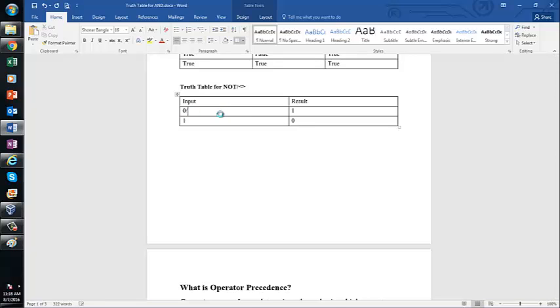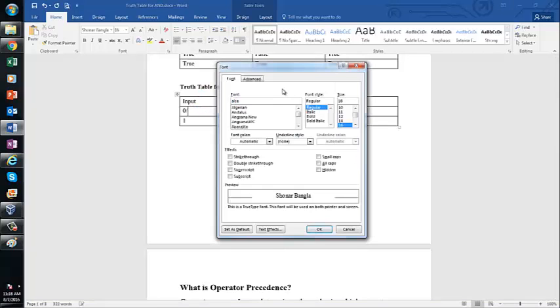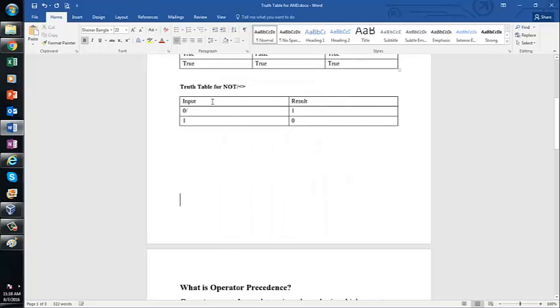So 0 means false. When it is false, then it brings a true. When it is true, then it brings a result of false. So this is working as the opposite. It is like if you say yes to something, it will say no, it is negative. If you say no to something, then it says yes. This is what the truth table of NOT is doing.